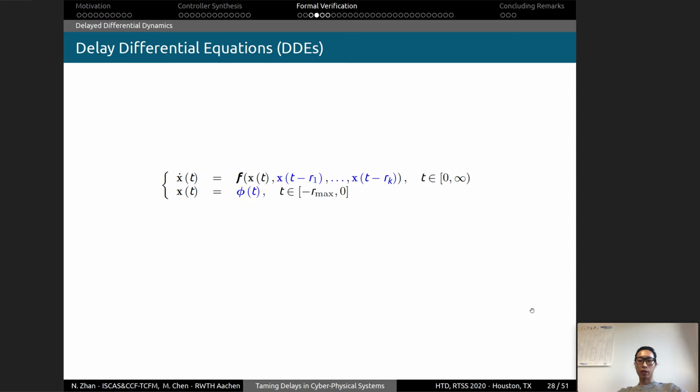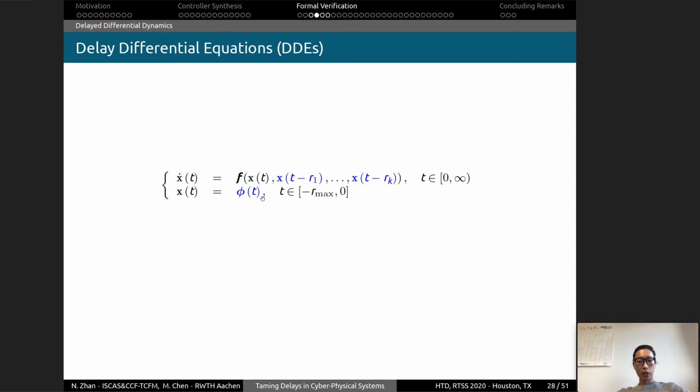Here I highlighted the difference with an ordinary differential equation. Here x is the system state, which is a vector, and x dot is the temporal derivative with respect to time t. The difference with an ordinary differential equation is that, besides x(t), the current state, it also depends on some past states. Say this term x(t minus r1) is the state r1 time units ago. In the continuous setting, that is r1 seconds ago. And it can have multiple delays from r1 up to rk.